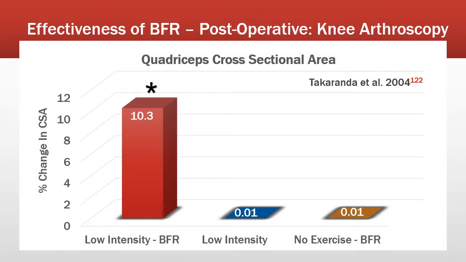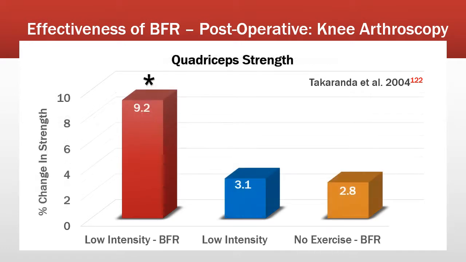Okay, so cross-sectional area, these results kind of speak for themselves. There was a 10% increase in the quadriceps in the low-intensity BFR, compared to the low-intensity or the no exercise. Okay, quadriceps strength, similar result. There's almost a 10% increase and approximately a 3% increase in muscle strength pre and post. You can see again, statistically significant, the low-intensity BFR group wins out.